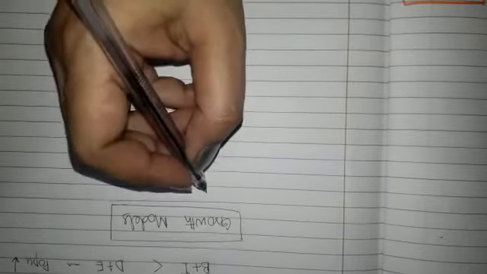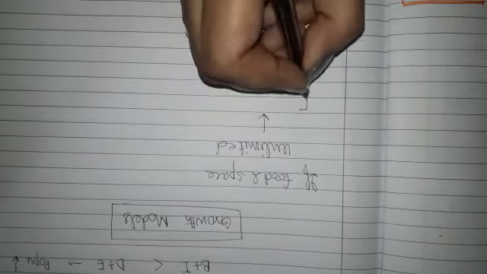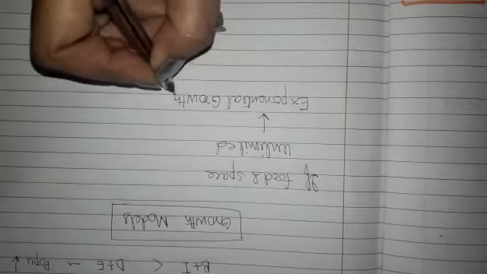Next topic is the growth models. Do we have some particular growth models which are showing the growth of a population? There can be two cases. In the first case, if the food and space is unlimited, then the population will show exponential growth, which is also called geometrical growth.